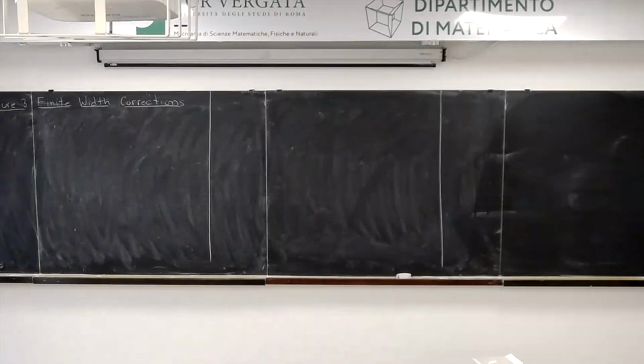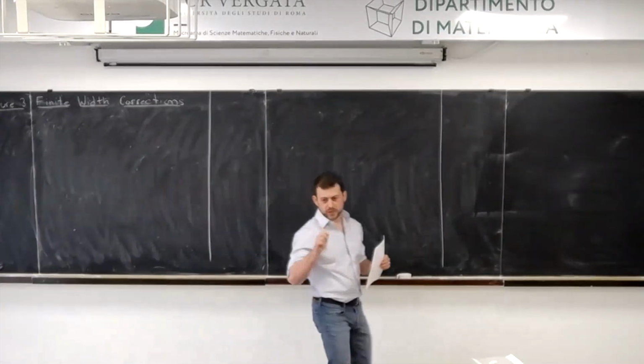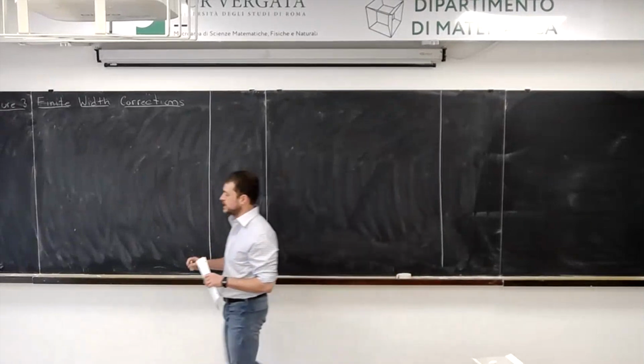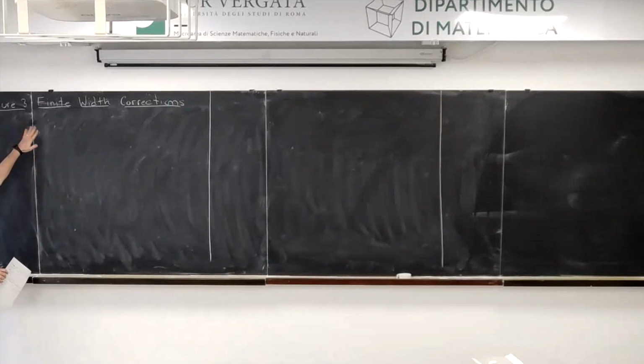Okay, here's my plan for the final lecture. I want to briefly remind you what we did before, mainly the previous lecture. I'll just recap a little bit. And then I want to tell you about something that I term finite width corrections.